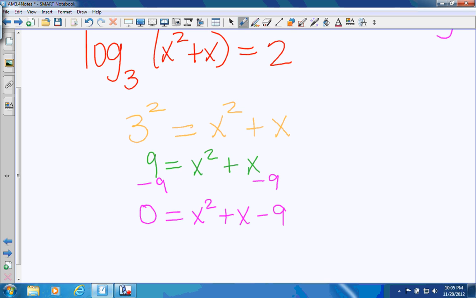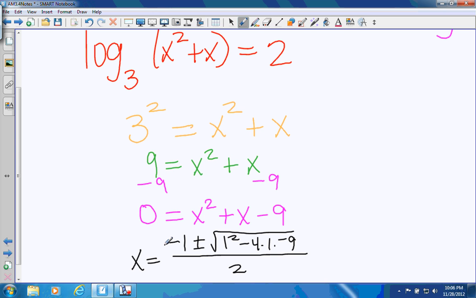And now if you can factor it, do so. Are there any factors of negative 9 that will add up to 1? No, there are not any. So we have to turn to our formula, and we would write negative 1 plus or minus the square root of 1 squared minus 4 times 1 times negative 9, all over 2. And that's what x has to equal.